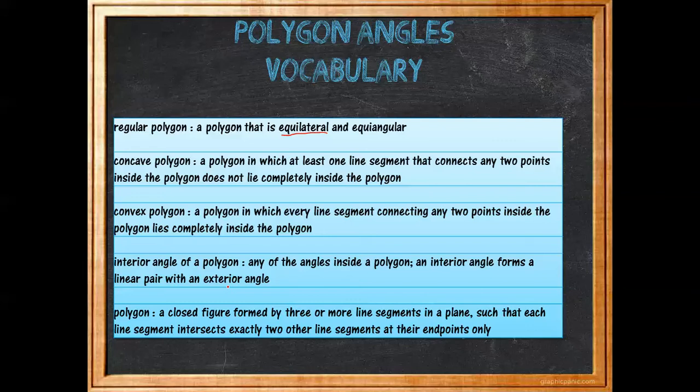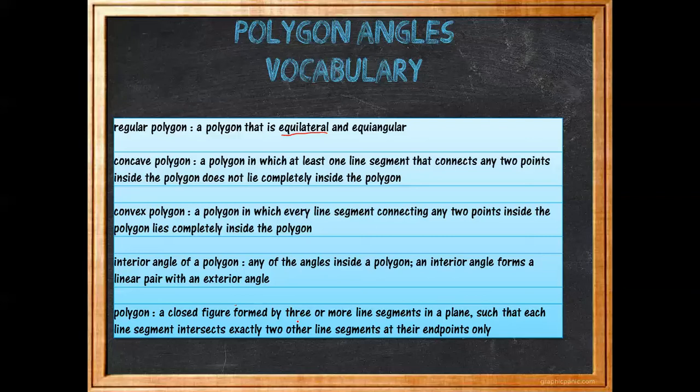The interior angle of a polygon is any of the angles inside a polygon. An interior angle forms a linear pair with an exterior angle, and remember, a linear pair is two adjacent angles that are supplementary, which means they add up to 180 degrees.